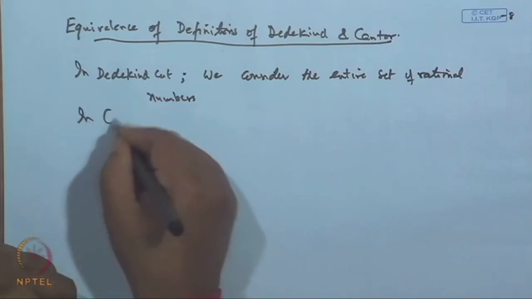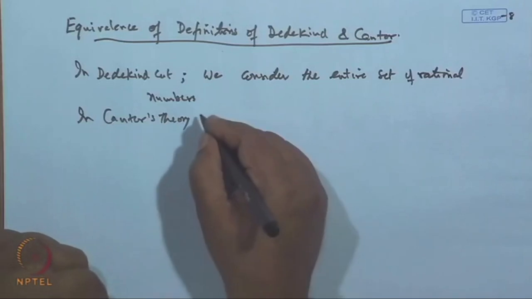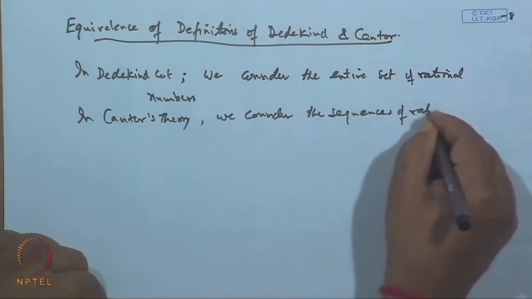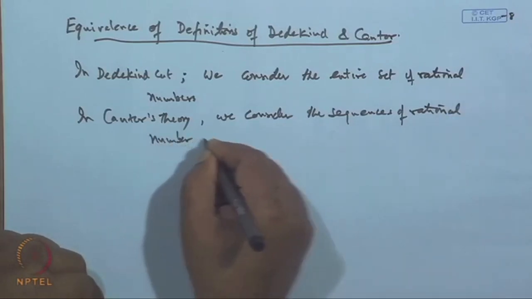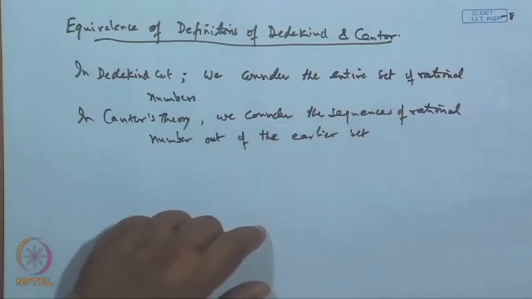Okay. While in Cantor's theory, we consider sequences of rational numbers out of this set. From this set of rational points, we pick up a sequence of rational numbers, and then we say this convergent sequence converges to a rational, or converges to an irrational point. So in Dedekind's cut, we consider at a time all the rational points and put them in the form of sections, cuts. While in this case, we bring the sequence of rational numbers and then we assign the limits to this convergent sequence of rational numbers, sometimes rational and sometimes irrational. So this is the main idea.